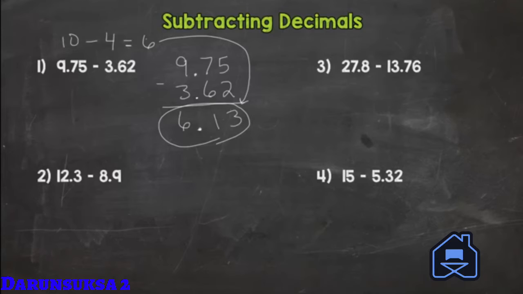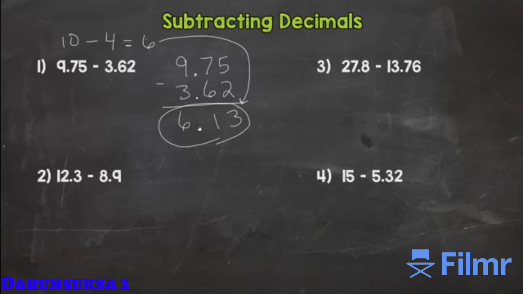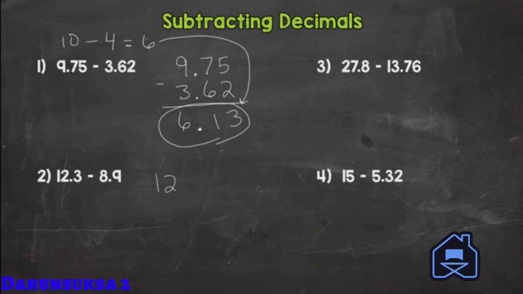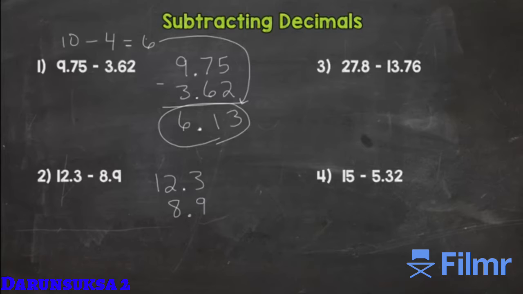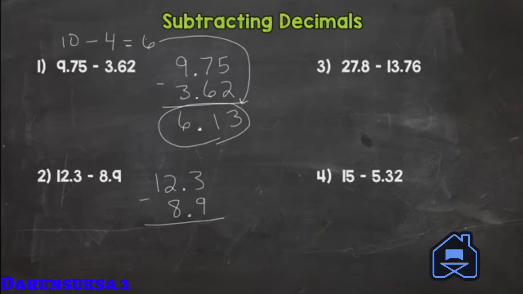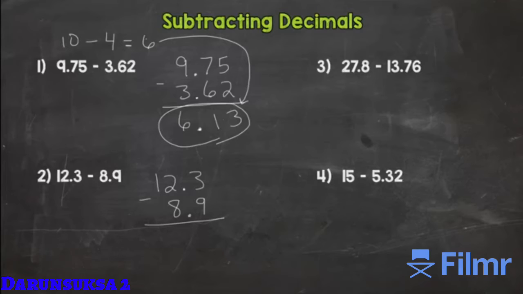Number 2. What was the first thing we do when we set up our subtracting decimals problem? Hopefully you thought to yourself, line up the decimals. So let's line up our decimals. Put our subtraction sign in there. Now in number 2, we do not need any placeholder zeros either.